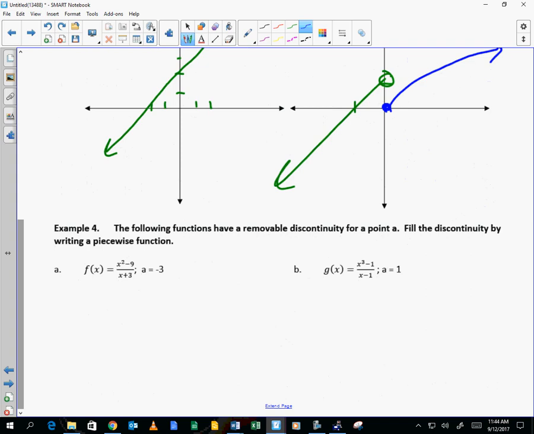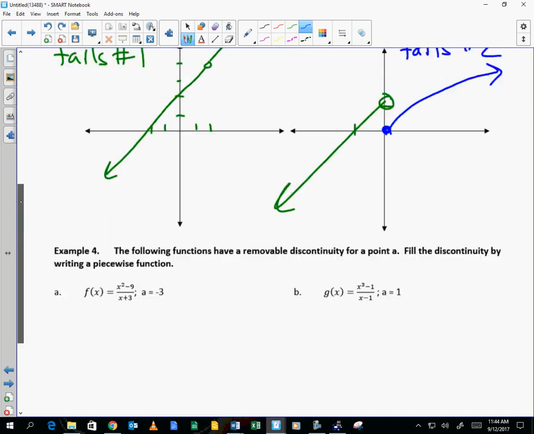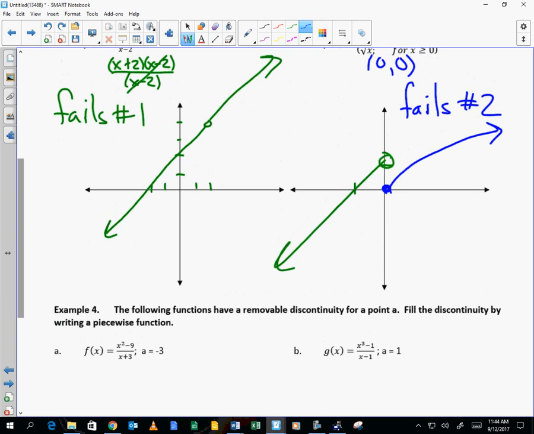Our last example for the day is going to be for A and B. It says the following functions have a removable discontinuity at a point A. Fill the discontinuity by writing a piecewise function. So this did not go well second hour. Let me prime your brain so that you're ready for this. This is an example of a removable discontinuity. This is not a removable discontinuity. Suppose that you wanted to fill this spot right here. What point would fill this spot? What coordinate? Yeah, so that's kind of what we want to make happen.